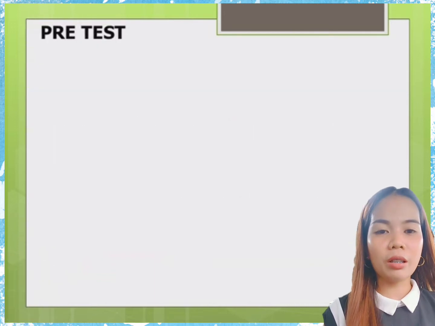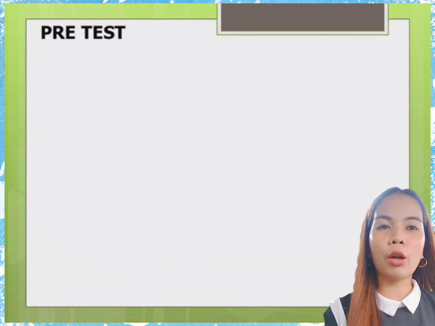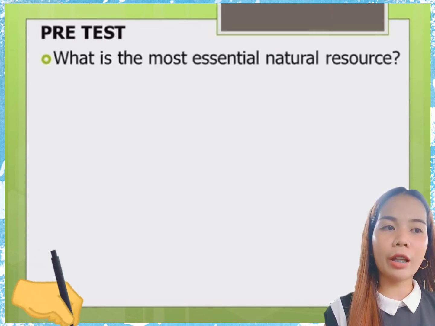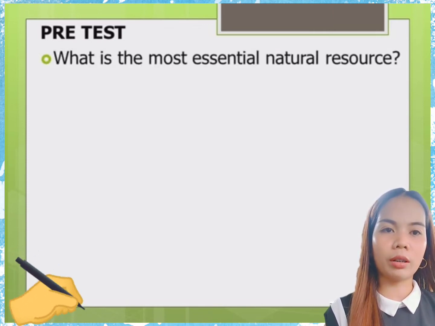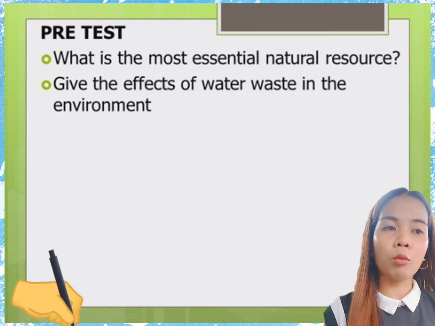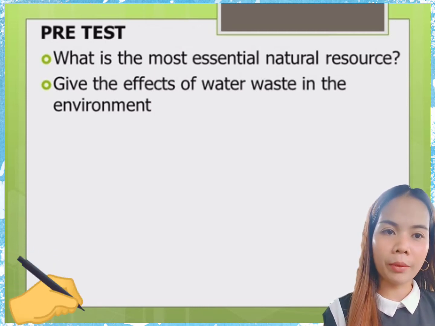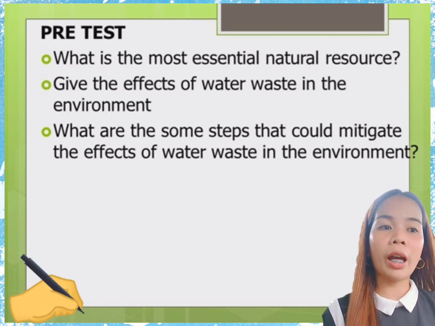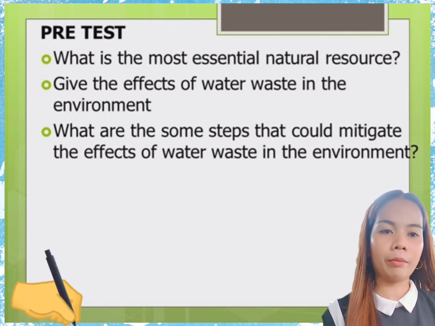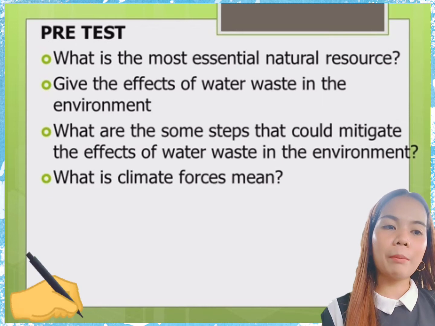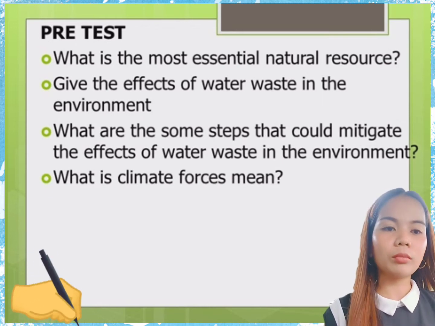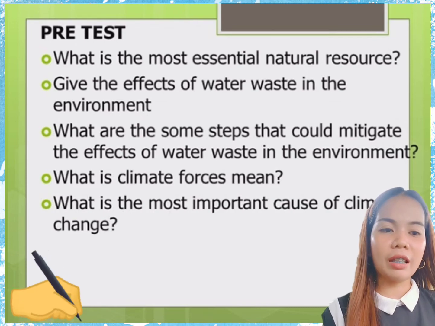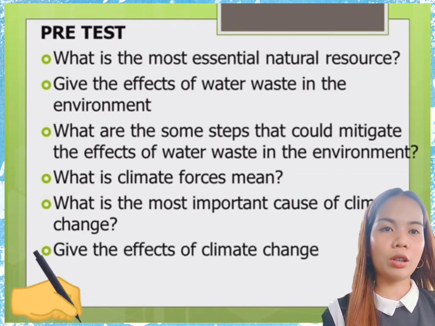So let's proceed to the pre-test. You can answer if you have a prior knowledge about this. What is the most essential natural resource? Give the effects of waterways in the environment. What are some steps that could mitigate the effects of waterways in the environment? What is climate forces mean? What is the most important cause of climate change? Give the effects of climate change.